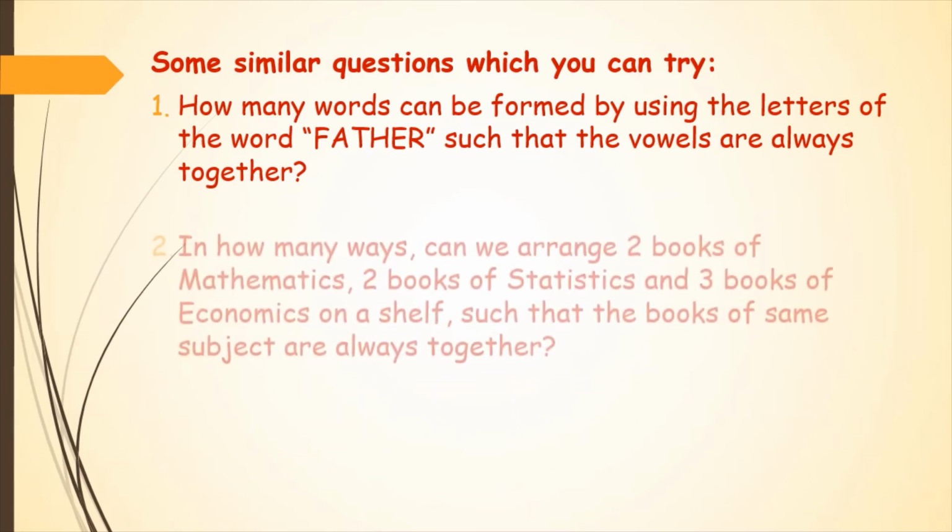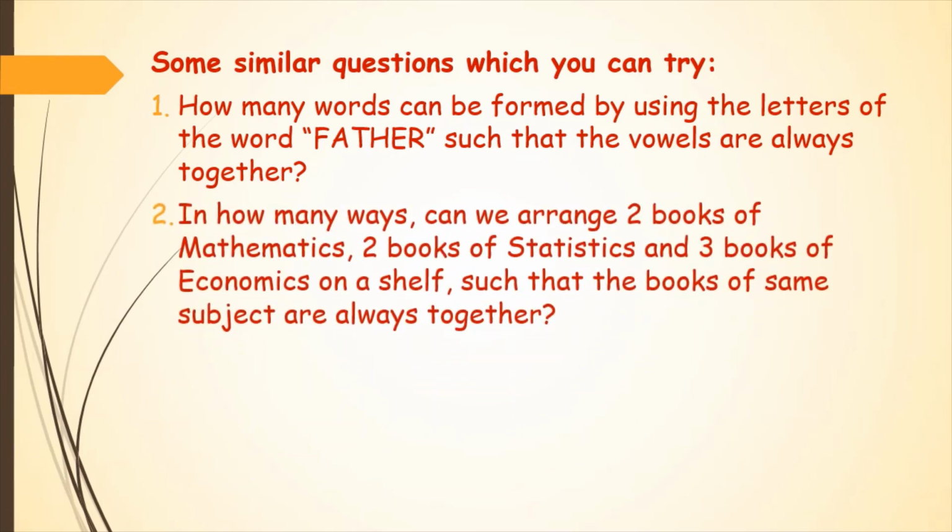Problem number 2. In how many ways can we arrange 2 books of mathematics, 2 books of statistics and 3 books of economics on a shelf such that the books of same subject are always together? Here we will have 3 different groups, one for each subject. So this is the hint.